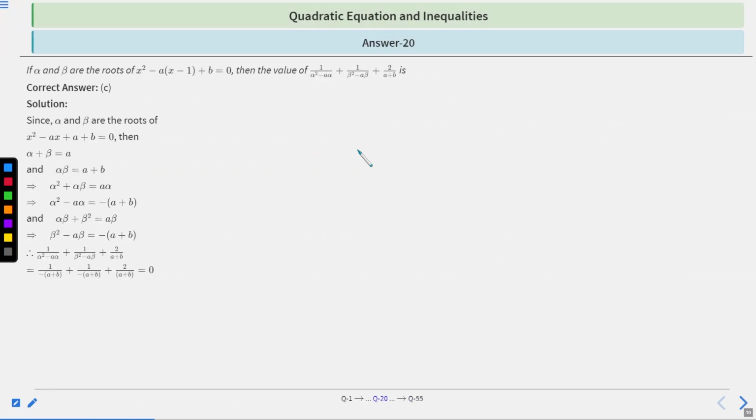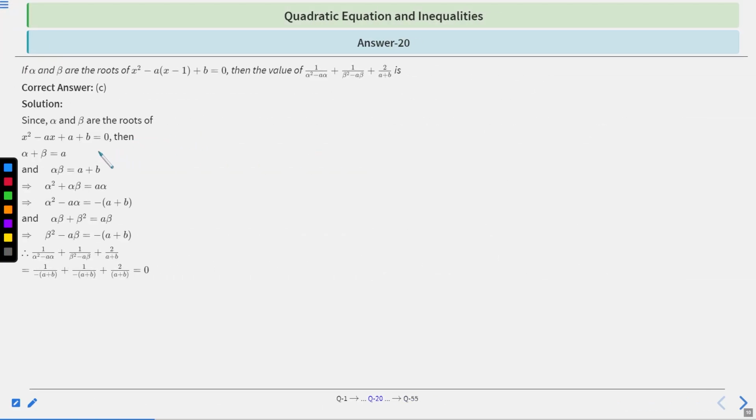Okay. Since alpha and beta are roots of this equation, x square minus ax plus a plus b equal to 0, then alpha plus beta is the sum of roots, which is a, and alpha into beta is the product of roots, which is equal to a plus b, right? So alpha square plus alpha beta is equal to a alpha. So alpha square minus a alpha is equal to minus (a plus b). And alpha beta plus beta square is equal to a beta, right?